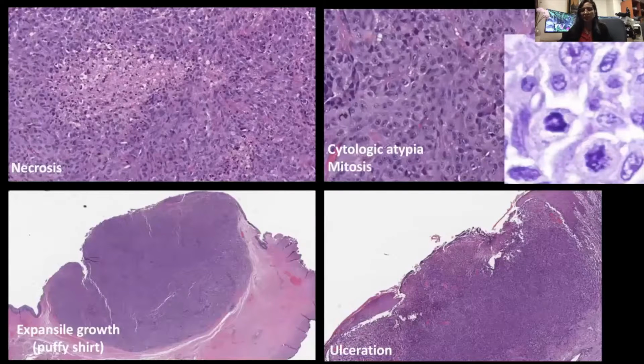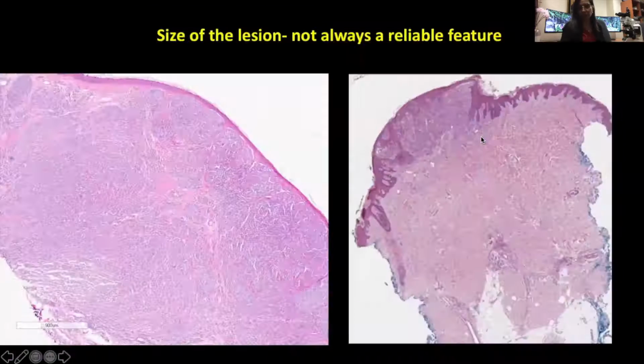So this is some of the examples of worrisome features. Presence of necrosis, as you see here, that's worrisome, and cytologic atypia very prominent with mitotic activity. This is something we call the puffy shed sign or the expansile growth pattern. This is more favoring the malignant portion. And then the last one is the presence of ulceration, and then presence of mitotic activity.